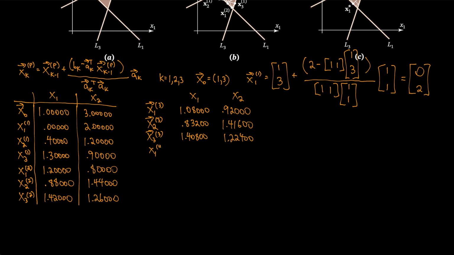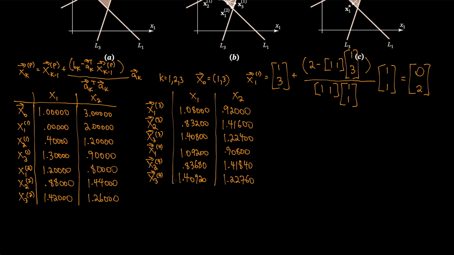So x1,4 will be 1.09200 and 0.90800. x2,4 is then 0.83680 and 1.41840. x3,4 is 1.40920 and 1.22760. And now we've finished 4 cycles.